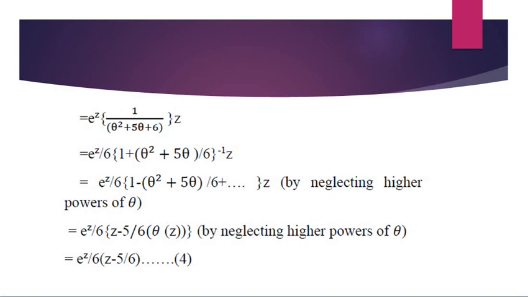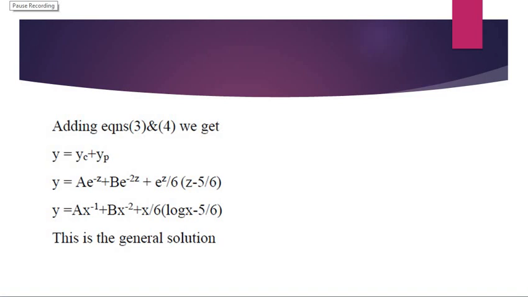Here theta stands for d by dz, that is, the differential of z. The differential of z is 1. Hence, we have e power z by 6 into z minus 5 by 6. This is equation 4.